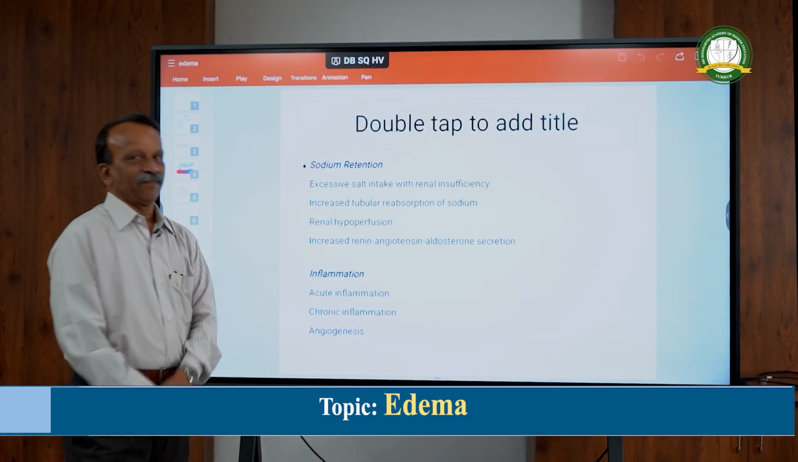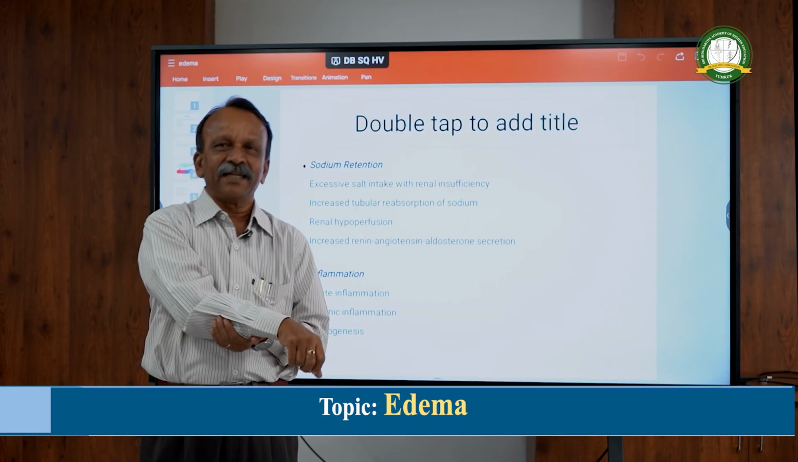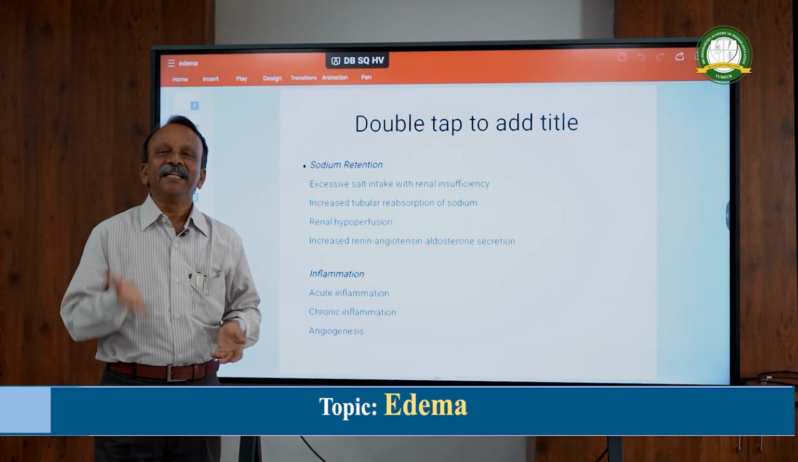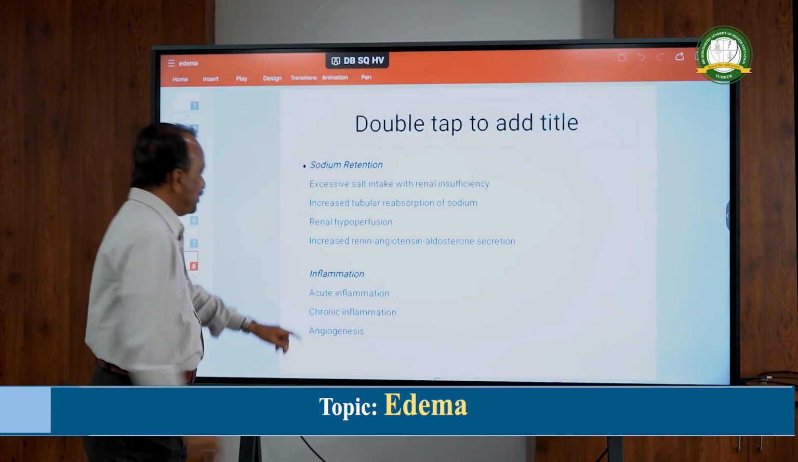Then inflammation, as I told in the beginning, a sting bite. Whenever there is a sting bite, there will be acute inflammation and increase in the vascular permeability, resulting in the edema, but which is localized.